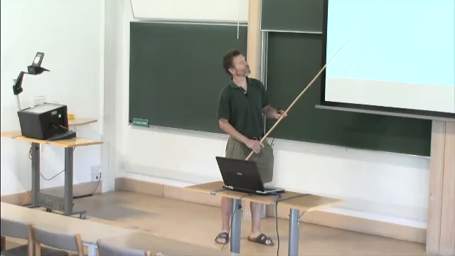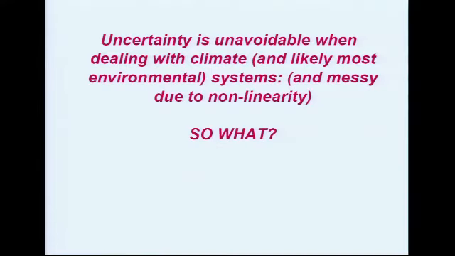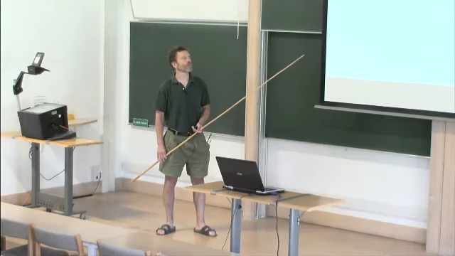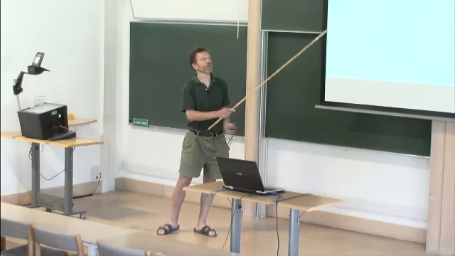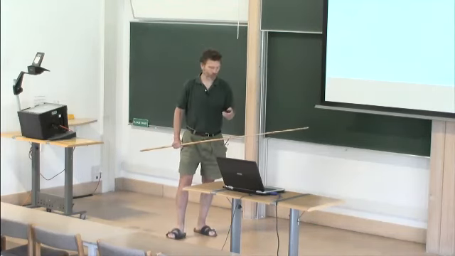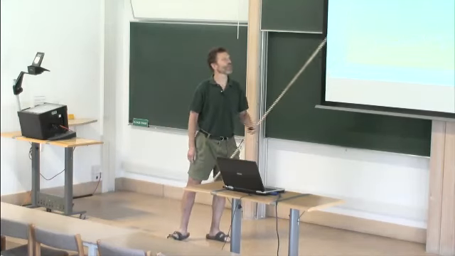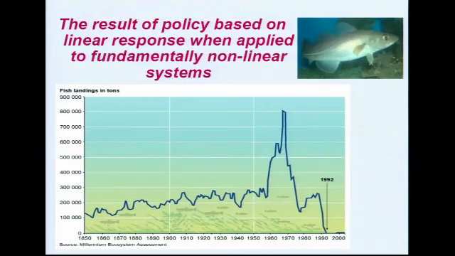And again, this is more for the audience. Whoever is looking at this videotape, probably there's not much of a point, but at least it's old hat. Uncertainty is unavoidable when dealing with the climate system, and likely most environmental systems. And this uncertainty is very hard to quantify and to deal with because of the inherent nonlinearity in these systems. So what? This is a personal example. I work in St. John's, Newfoundland, in Canada, the eastern tip of Canada.